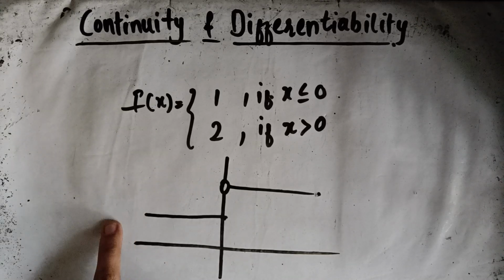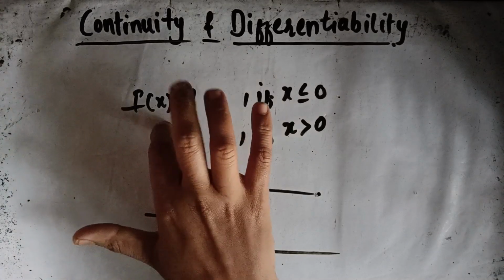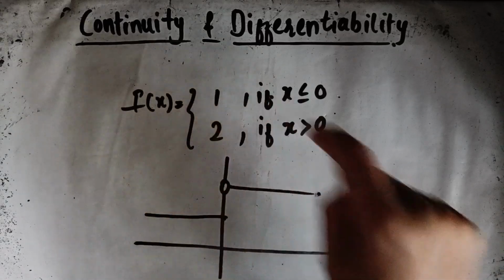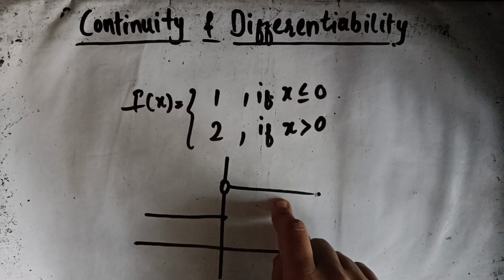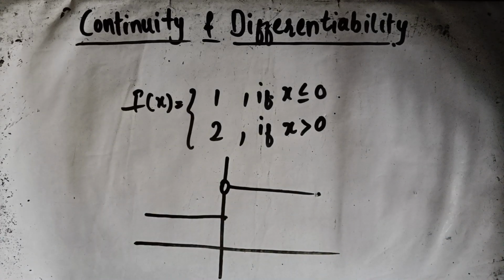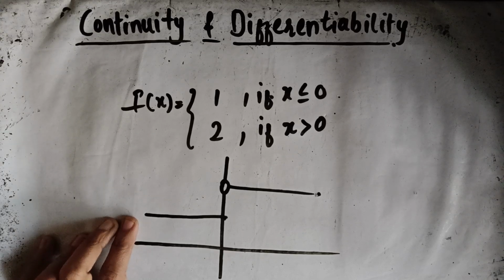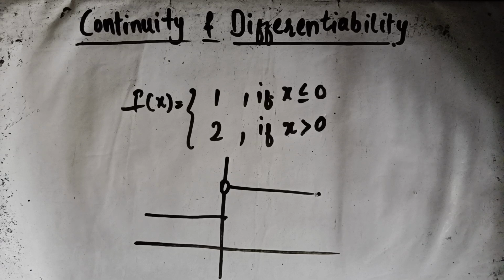Why? When we are approaching from the left hand side, the value of f of x is 1. When we are approaching from the right hand side, the value of f of x is 2. And for continuity, the condition is that your left hand limit should be equal to the right hand limit and the value of the function at that point. So this is not a continuous function.